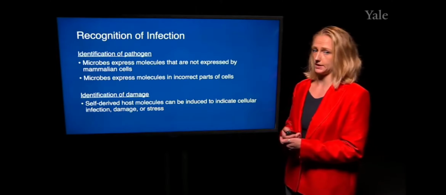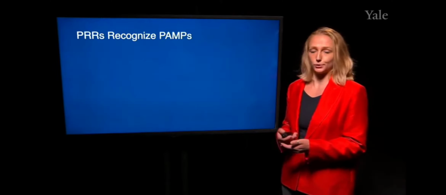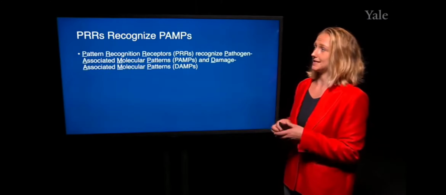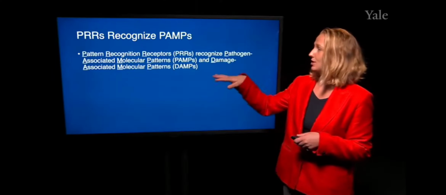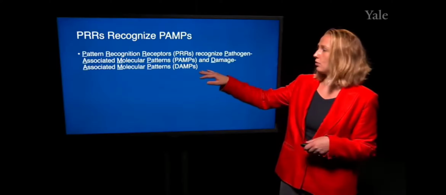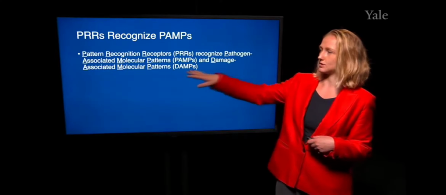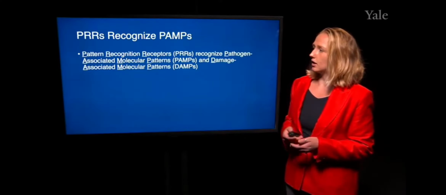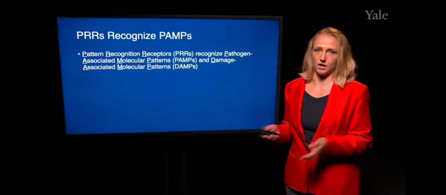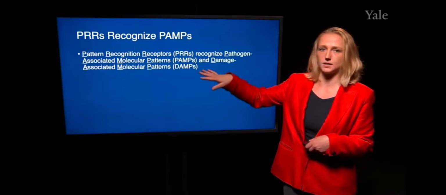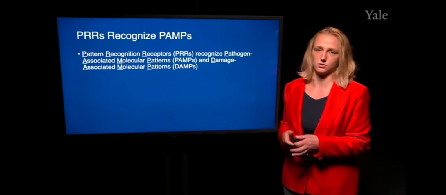So what I want you to remember is the phrase PRRs recognize PAMPs. What this means is that pattern recognition receptors recognize pathogen-associated molecular patterns, or PAMPs, or they recognize damage-associated molecular patterns, or DAMPs. So PRRs is just a very broad way of describing receptors within our innate immune response that recognize either pathogen or damage-associated molecular patterns.